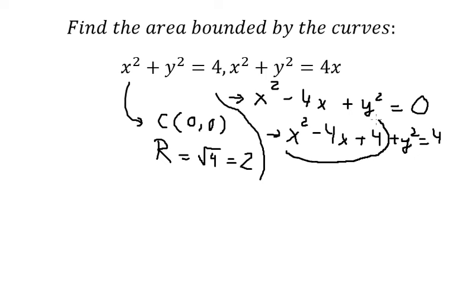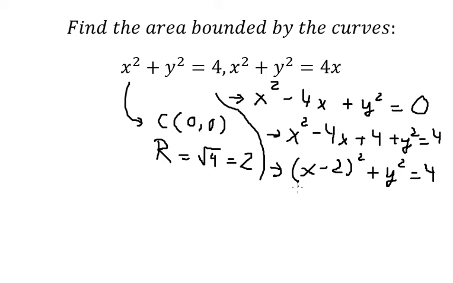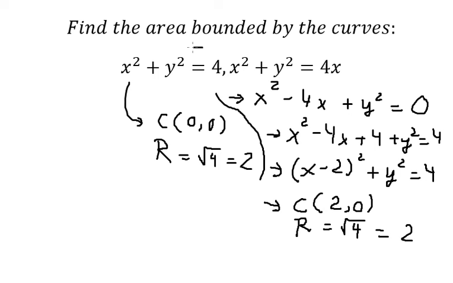This one is an identity. So we have (x minus 2) to the power of 2 plus y squared equals 4. So the center of the circle is (2, 0), and the radius of the circle is the square root of 4, which equals 2. Now we need to sketch this one and this one.